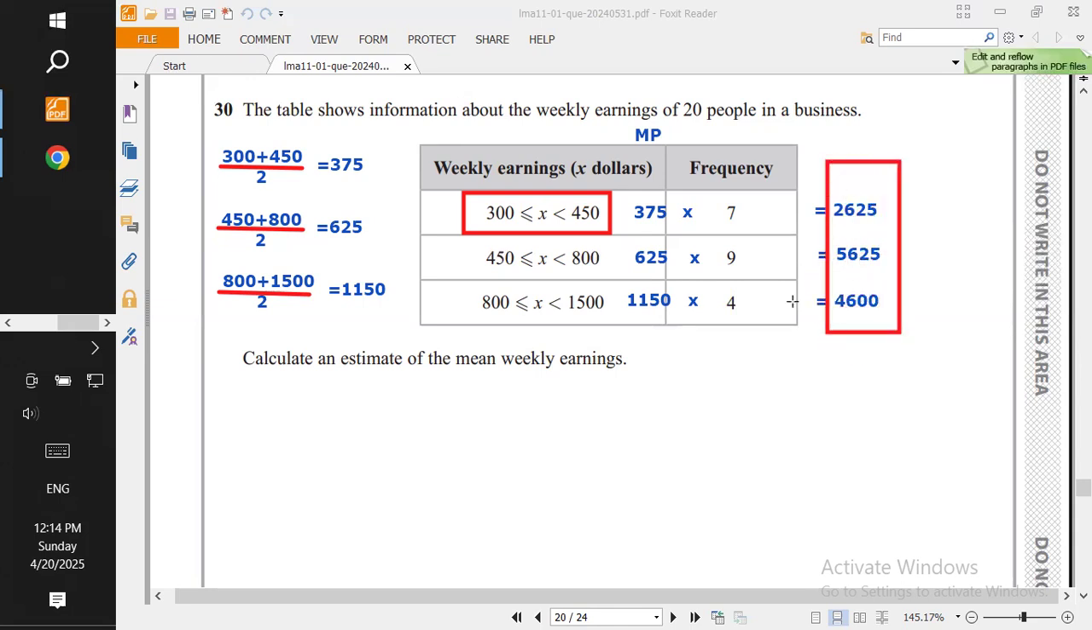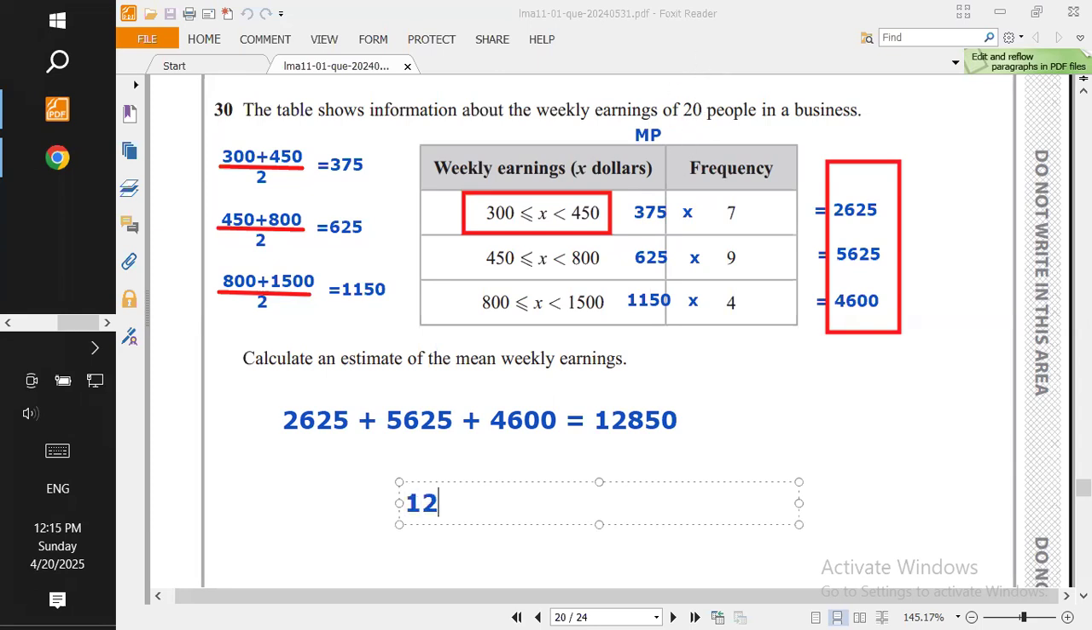We'll be adding the answers that we have. Let's add all the answers that we have. 2625 plus 5625 plus 4600. Let's make them bigger so we can see the step. So, as we said, the next step is about adding these numbers together. And the answer will be 12,850. As we said, we're using calculators to check our answers all the time. And then take the 12,850 and divide it by the total number of frequencies, which is 20.